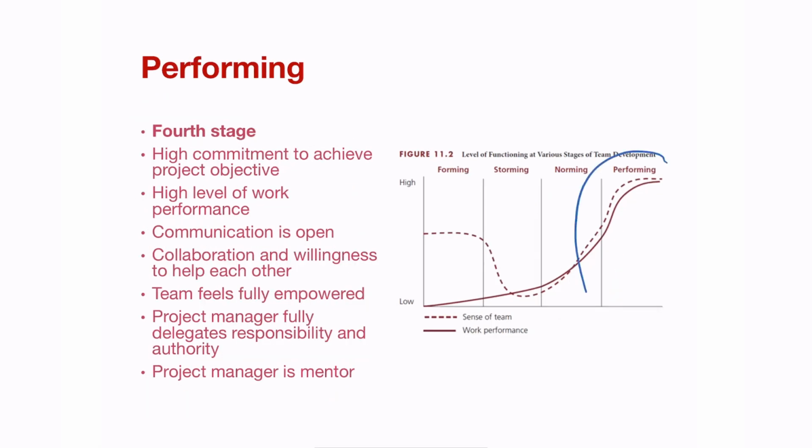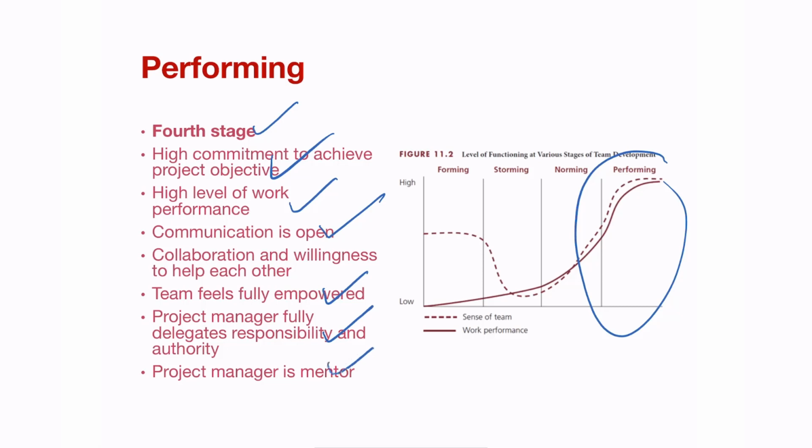The fourth stage is the performing stage, and this is the time in which everything comes together. This is the time in which everyone sort of works together like clockwork. It's a high level of performance. Communication is open. Everyone has spent a lot of time in the norming stage to get to know one another and understand how people are communicating. Team feels fully empowered. The project manager fully delegates responsibility and authority, and also becomes a mentor.